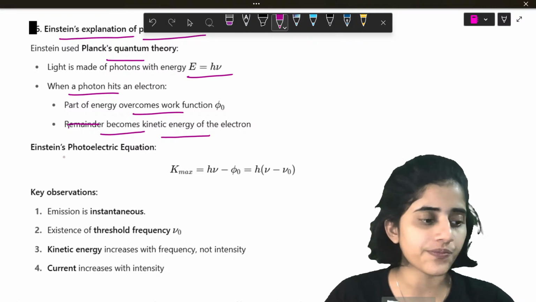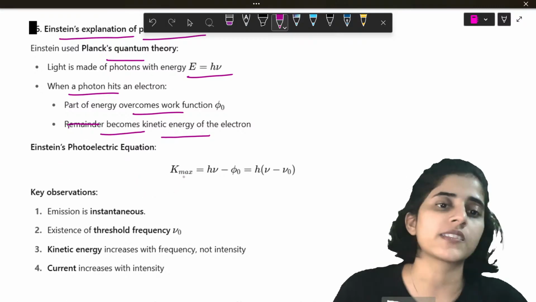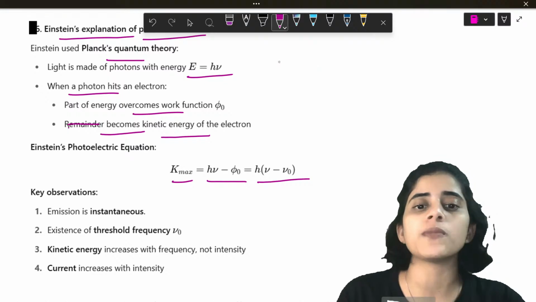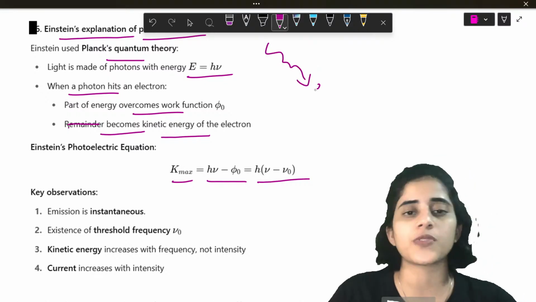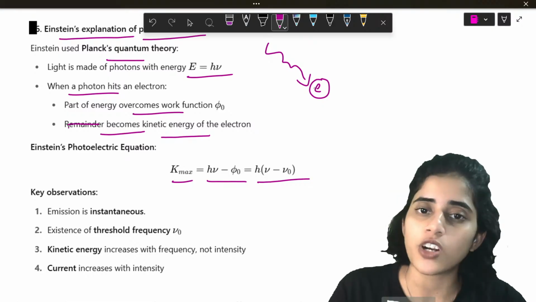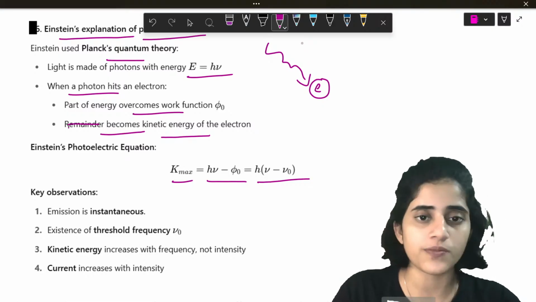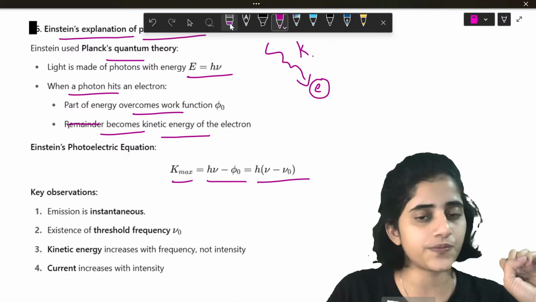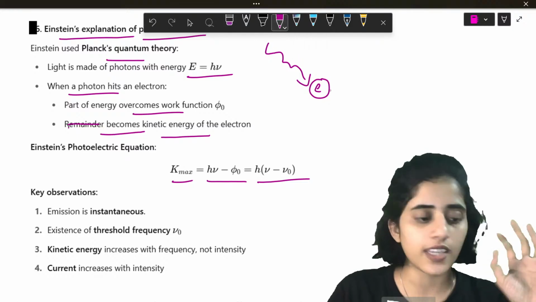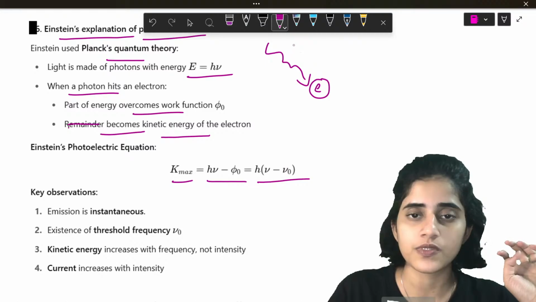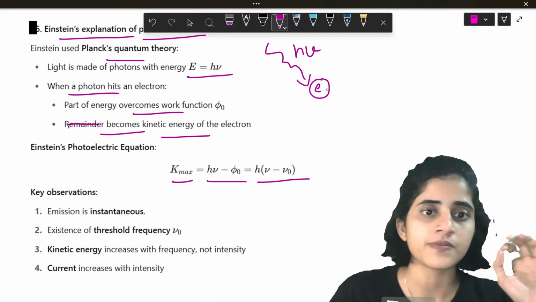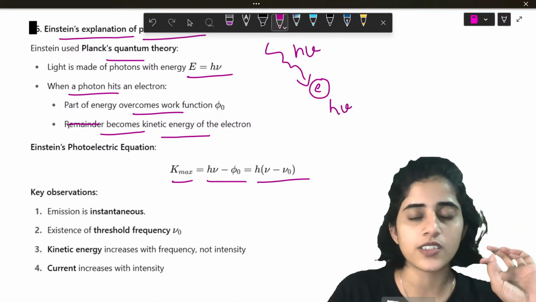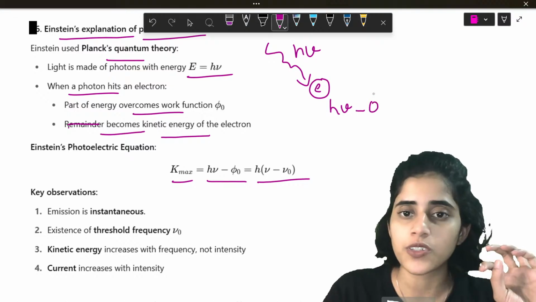So what happens? Einstein's photoelectric equation says that K max is equal to h nu minus phi, h nu minus h nu naught. Let's see what happens. A photon comes and hits an electron. This energy is h nu. H nu comes, hits the electron. Now, what the electron has is only h nu minus phi naught.